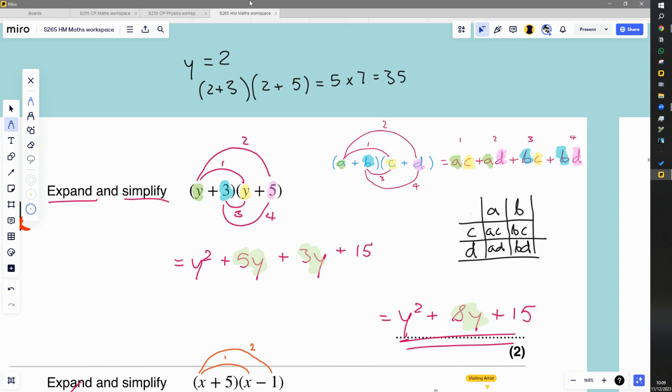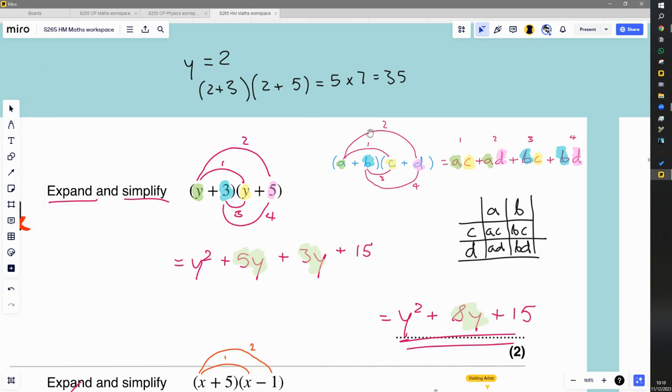So presumably, if we expand all of this out, then we would get 35 if y was 2. So we'll check this in a moment, but let's just see how I've expanded this. So the first term was this multiplied by this, so y times y is y squared. The second term was y times 5, which is 5y. The third term is 3 times y, which is 3y. And the fourth term is 3 times 5, which is 15. These two terms can be grouped together. 5y and 3y can be added together to make 8y.